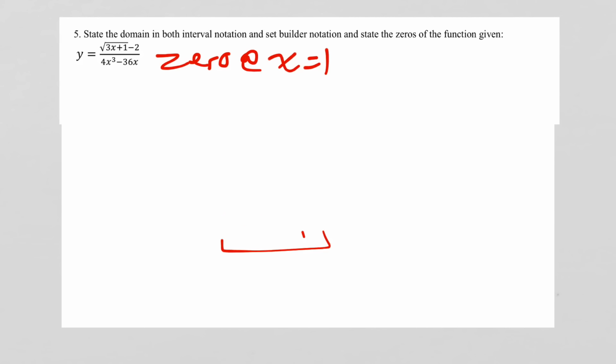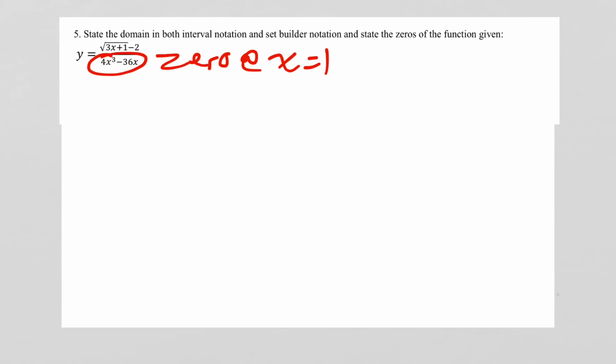Okay, well, what else? What about our domain? A couple things we need to think of here. The most obvious thing to think of is when is the denominator equal to 0? Because when the denominator is equal to 0, we are going to get a 0 in the bottom of a fraction, which is undefined. We cannot include those x values in our domain. Remember, where are undefined things found? Under the bottom of the fraction.